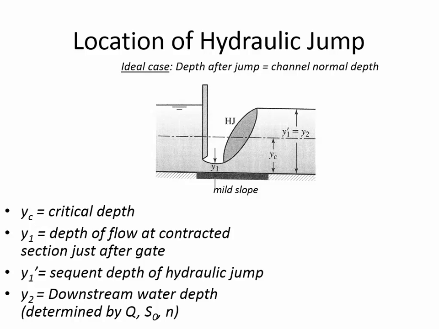So here's the ideal case. What we're saying is, if we open the gate more, the jump is going to go towards the gate. And the reason why is that you basically have to think about the momentum depth diagram. If you have a bigger y1, then it's going to look for the sequent across the momentum depth diagram. And so if we have deeper than y1, it's going to be looking for the sequent here. And if you go over, the depth is less than the normal depth. And it can't do that, and so it'll drown.